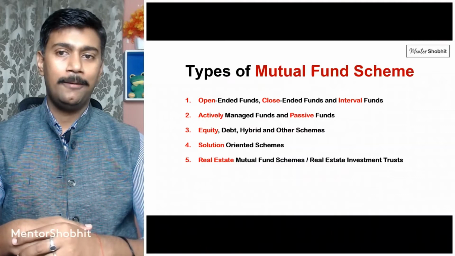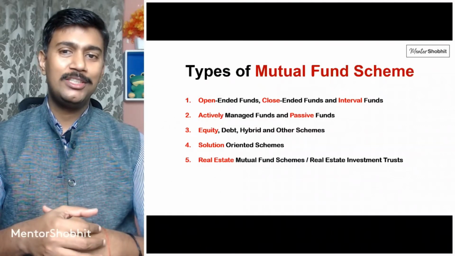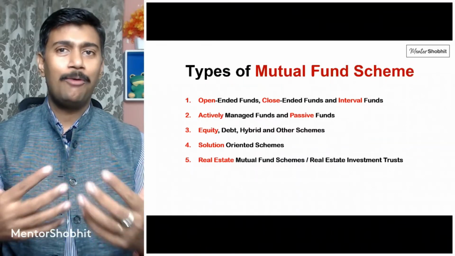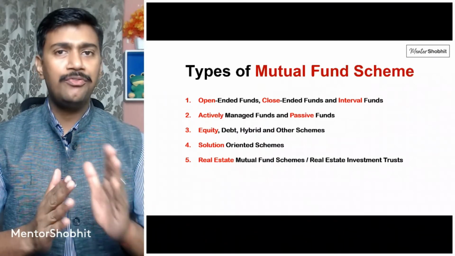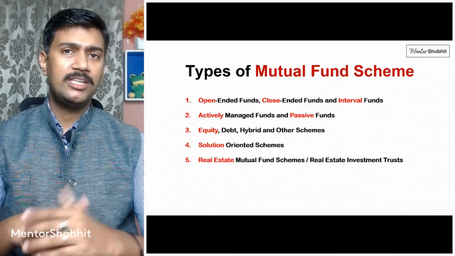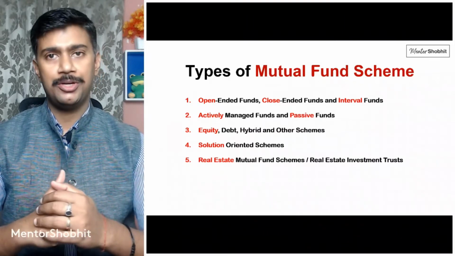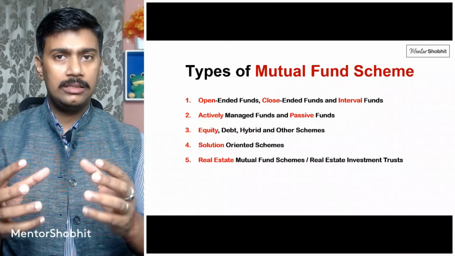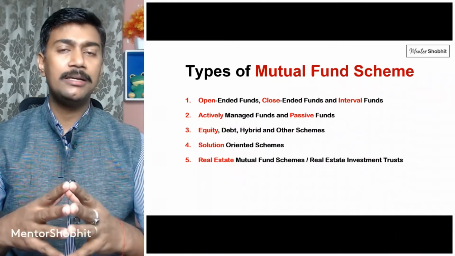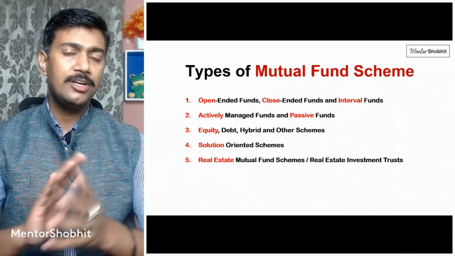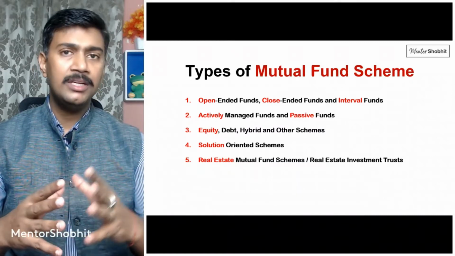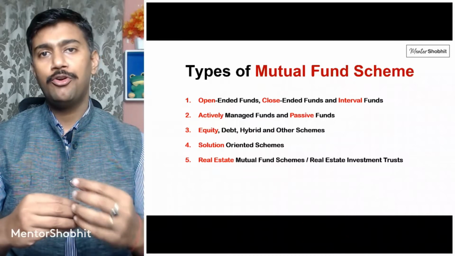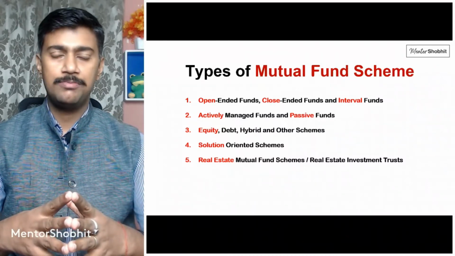Now let's come to the fourth one, which is solution oriented schemes. These are schemes which have some specific goals in mind, say retirement or your kids' education. The distinction of these schemes is that they will compulsorily have a 5 year lock-in. So investors who are investing in these kinds of schemes will not be able to withdraw money before 5 years of the investment period.